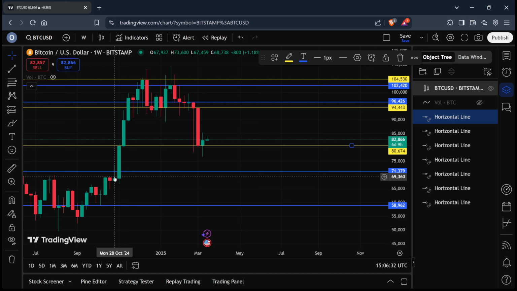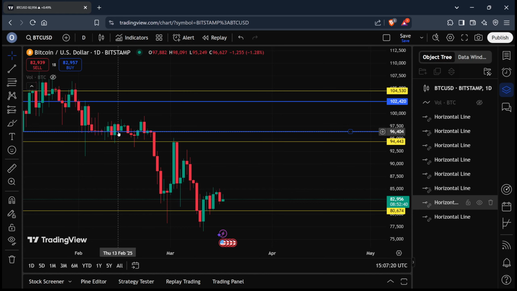Let's go down to the 1 day. This is the 1 day chart. So 1 day chart, more granular. We could see a lot of different levels. We could see this level right here. So between this monthly line, look at this monthly line.